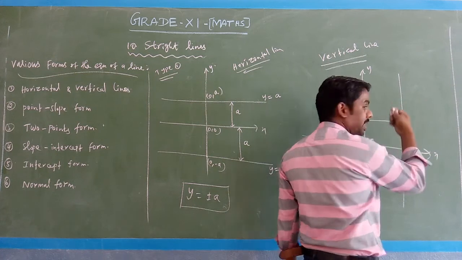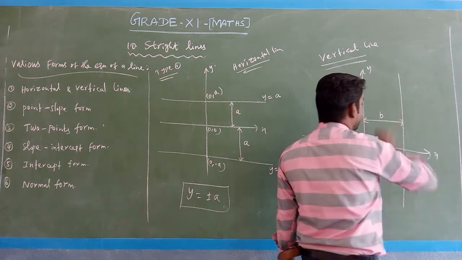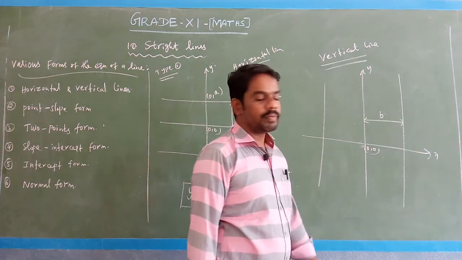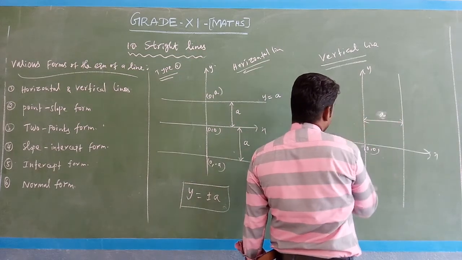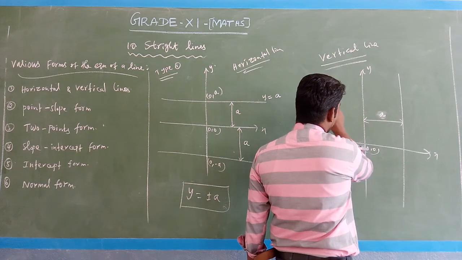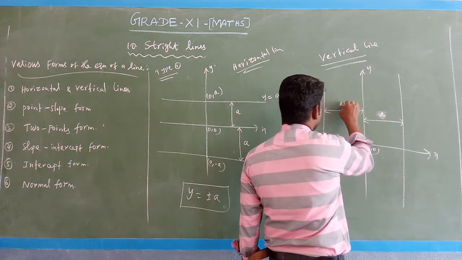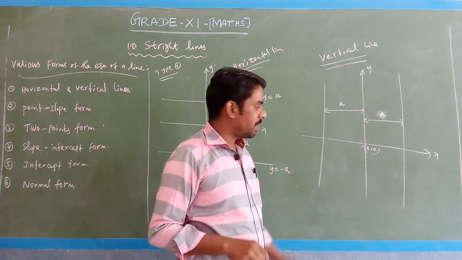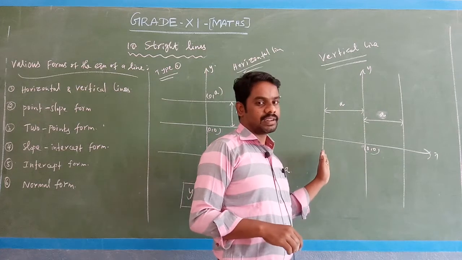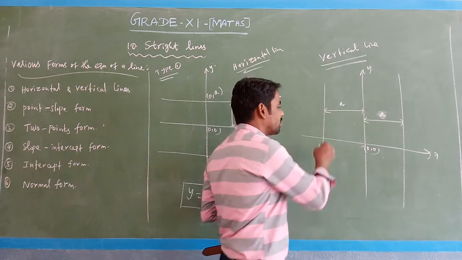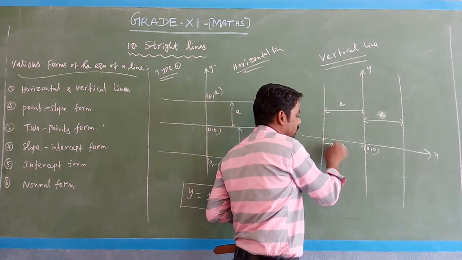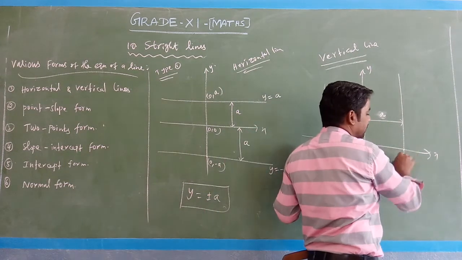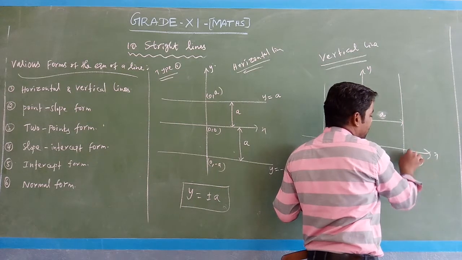This distance is plus a or plus b. Anyway, let us consider the value a. Here this distance is also a, but to the left of the y-axis, so the x value is minus a. This point is minus a comma 0, and this point is to the right of the y-axis, so this point is plus a comma 0.